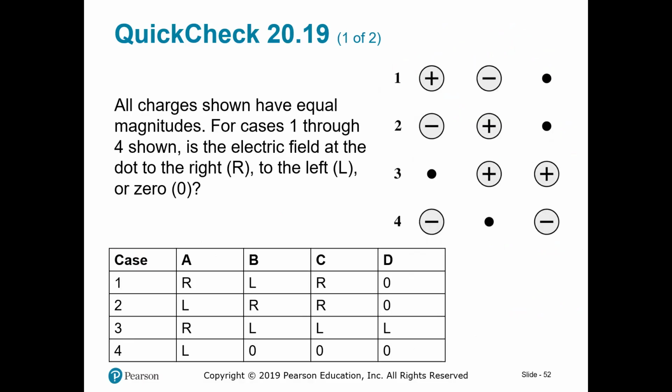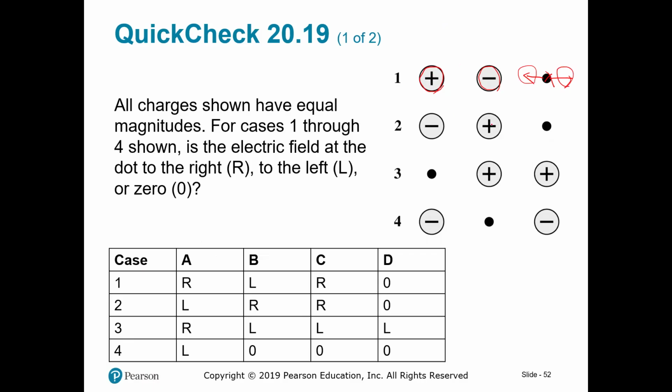The similar question: all charges shown have equal magnitude, right? So for case number 1, here you are interested in the electric field here, and there are 2 charges. Again, the electric field due to a negative charge is toward the negative charge. The electric field due to this proton is away from it. So the electric field here and here kind of cancel.